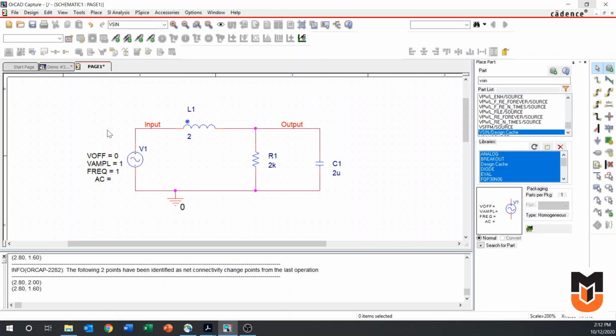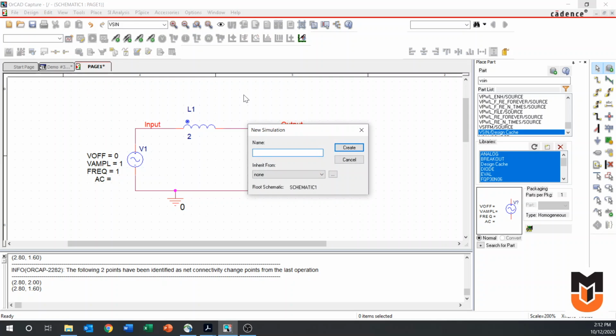So what we expect is for our output to be essentially unchanged from our input. And that's because this frequency is much lower than the corner frequency, which we have confirmed in the previous video to be our 118 Hertz.